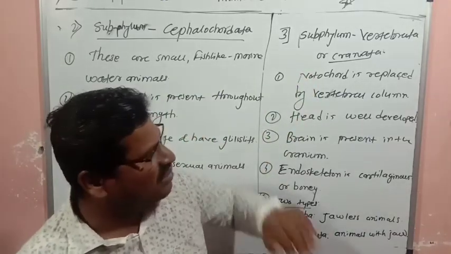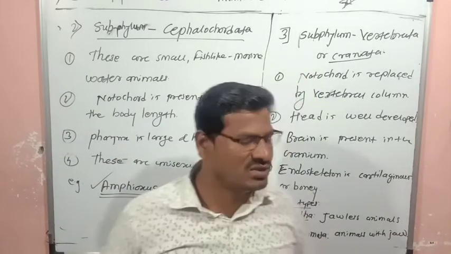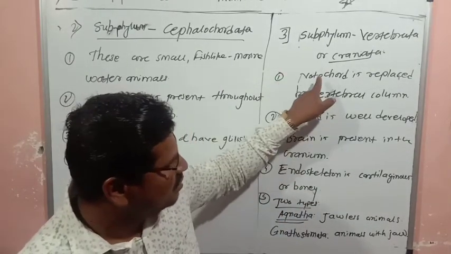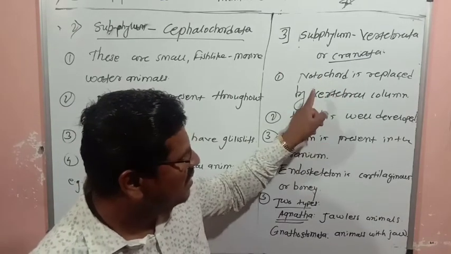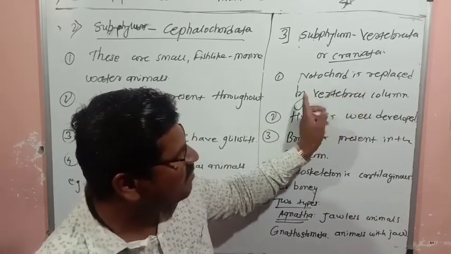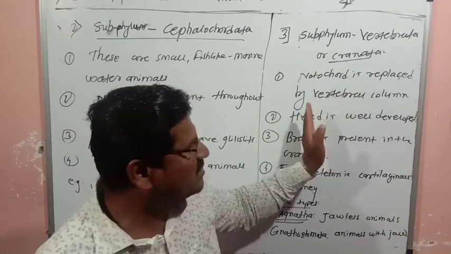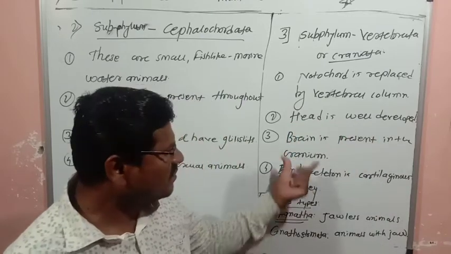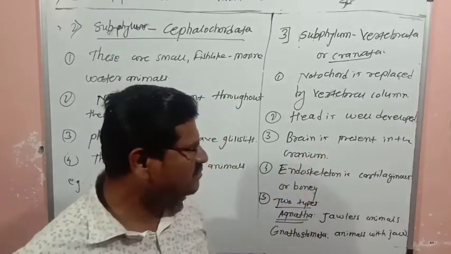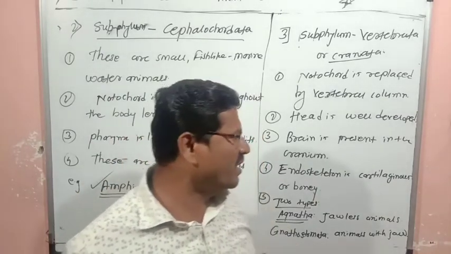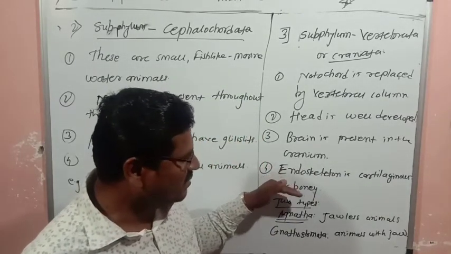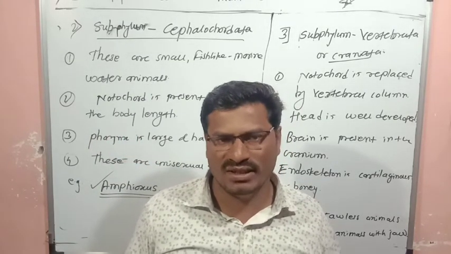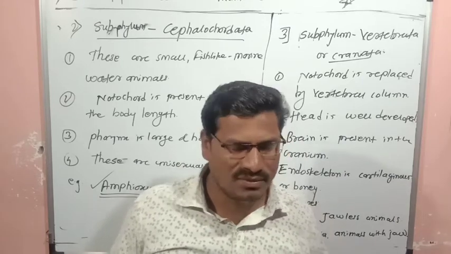So in Vertebrata, what are the characteristics? That we are going to study. In subphylum Vertebrata, the notochord is present and is replaced by the vertebral column. The head is well developed. The brain is present in the cranium or cranial cavity. The endoskeleton is cartilaginous or bony, which means it is flexible.